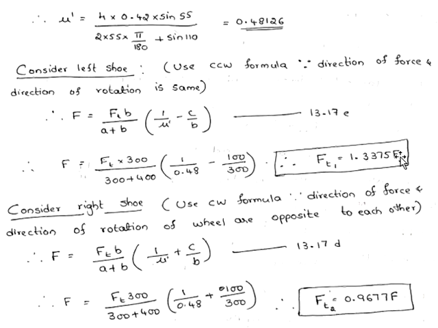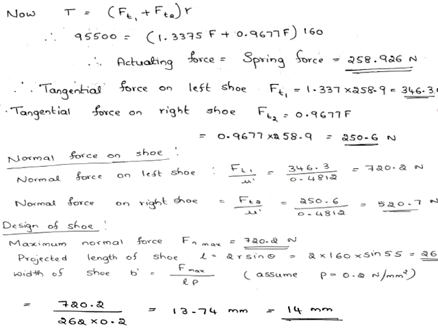So this Ft1 by considering left shoe, Ft2 by considering right shoe. Now total torque is equal to Ft1 plus Ft2 into R. Here torque value is known. Substitute Ft1 and Ft2. You will get actuating force, which is also known as spring force. So here F value you will get 258.926 Newton. After getting F value, find out what is Ft1 and Ft2.